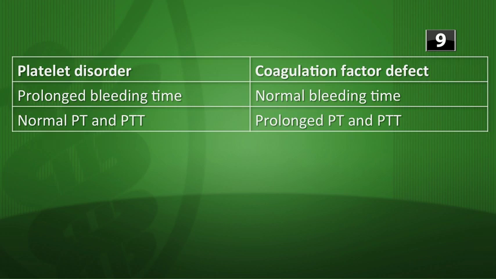If you have a coagulation factor defect, the platelets are still working normally, so they'll be able to form that platelet plug, and bleeding time will often be normal. But the prothrombin time and the partial thromboplastin time will be prolonged, because these are determined by the coagulation cascade and your coagulation factors. So with a coagulation factor defect, bleeding time is normal, and either the PT or the PTT or both will be affected, and that depends on which factor you're dealing with.